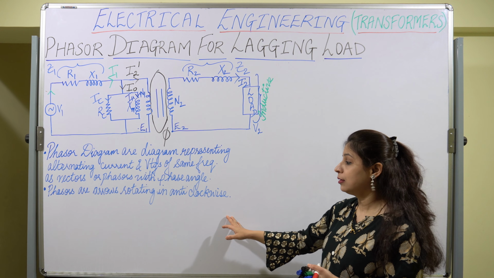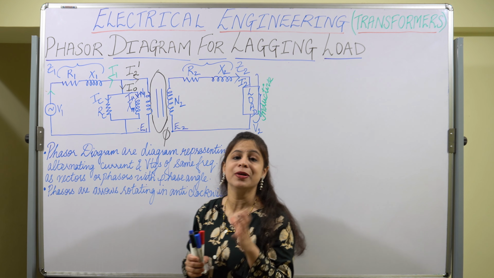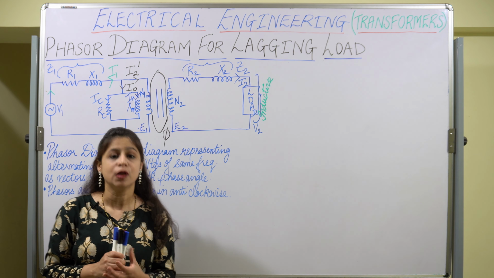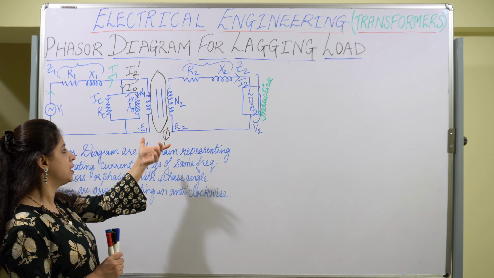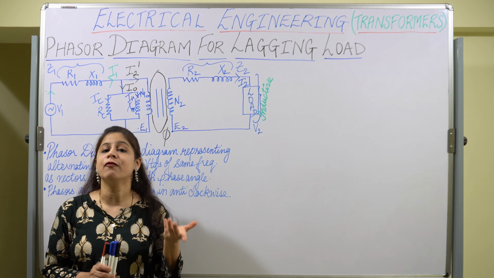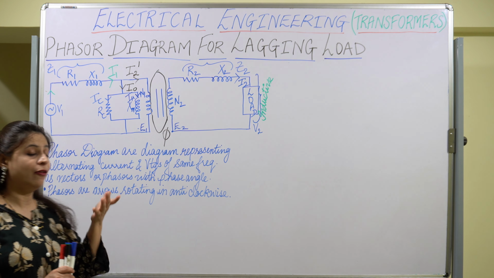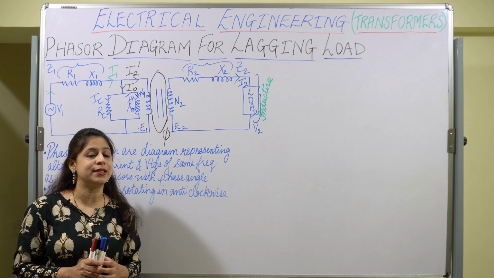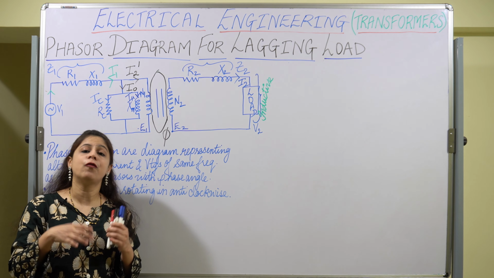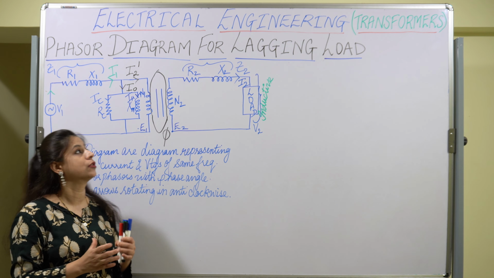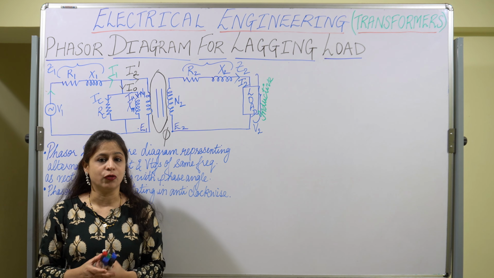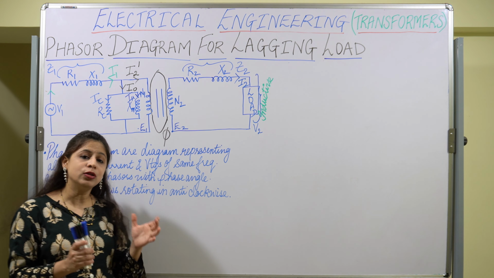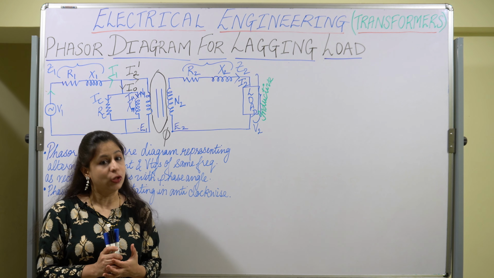So they are vectors, but they are representing scalar quantities. Here also we see that the scalar quantities are being represented by a phasor diagram, by vectors, and that forms the phasor diagram of a transformer for the lagging load. For the lagging load, that means the load is inductive. We have already seen how the transformer equivalent circuit looks like.